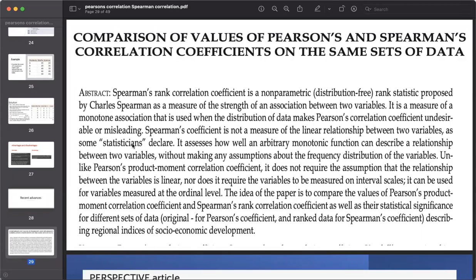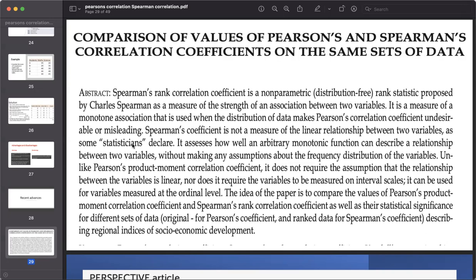Unlike the Pearson product moment correlation coefficient, it does not require the assumption that the relationship between the variables is linear, nor does it require the variables to be measured on an interval scale. It can be used for variables measured at the ordinal level.